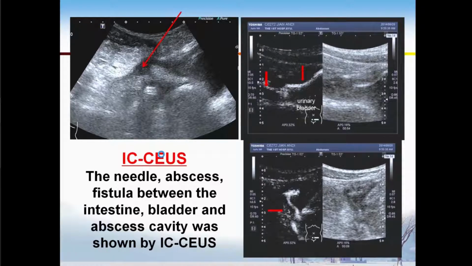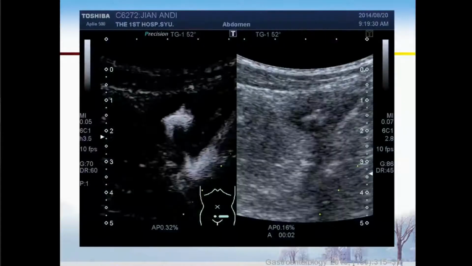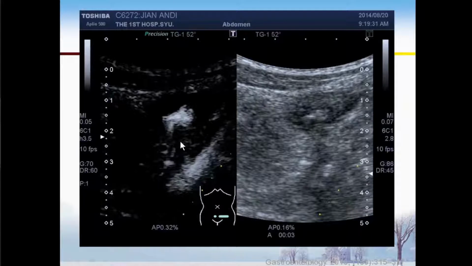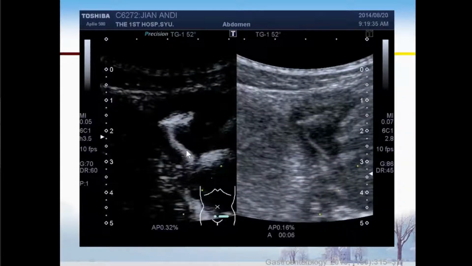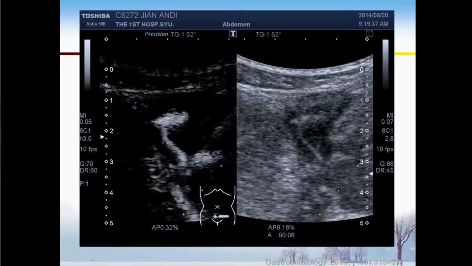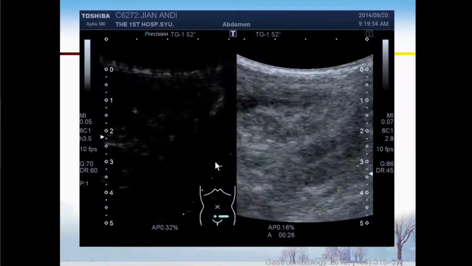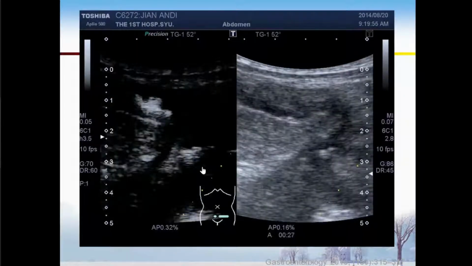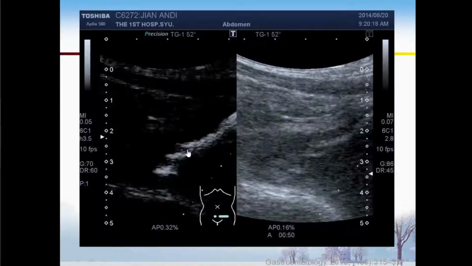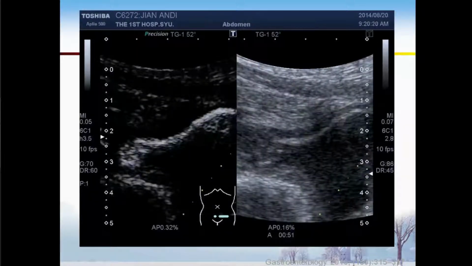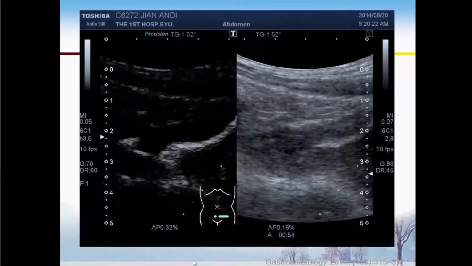So here is the video for this patient. Here's the injection, the fistula, and here is the blood. Okay, we can see the bubbles in the blood. Okay, let's move to the next slide.